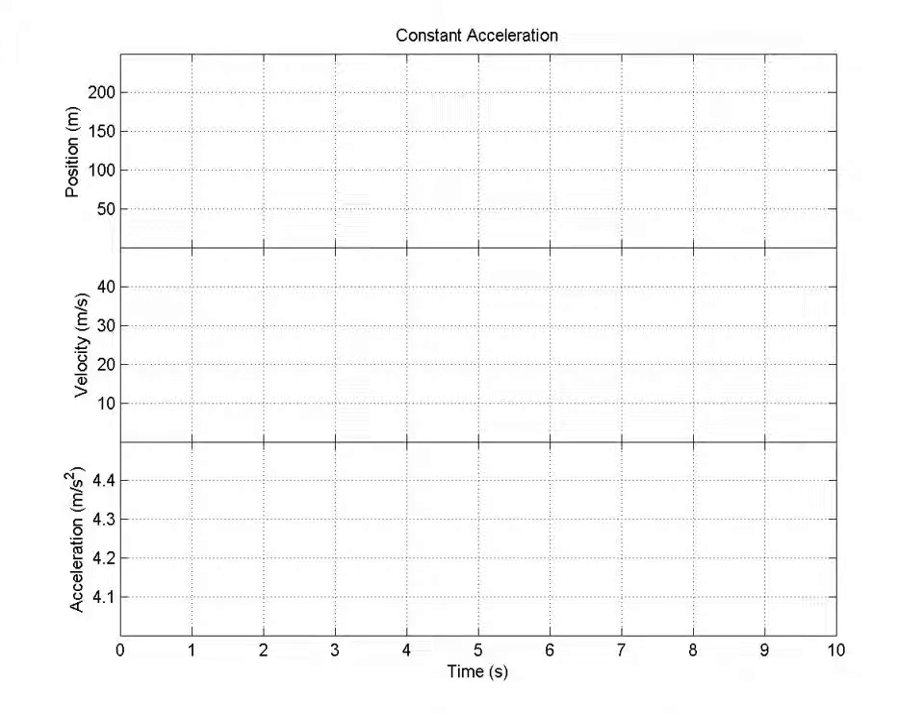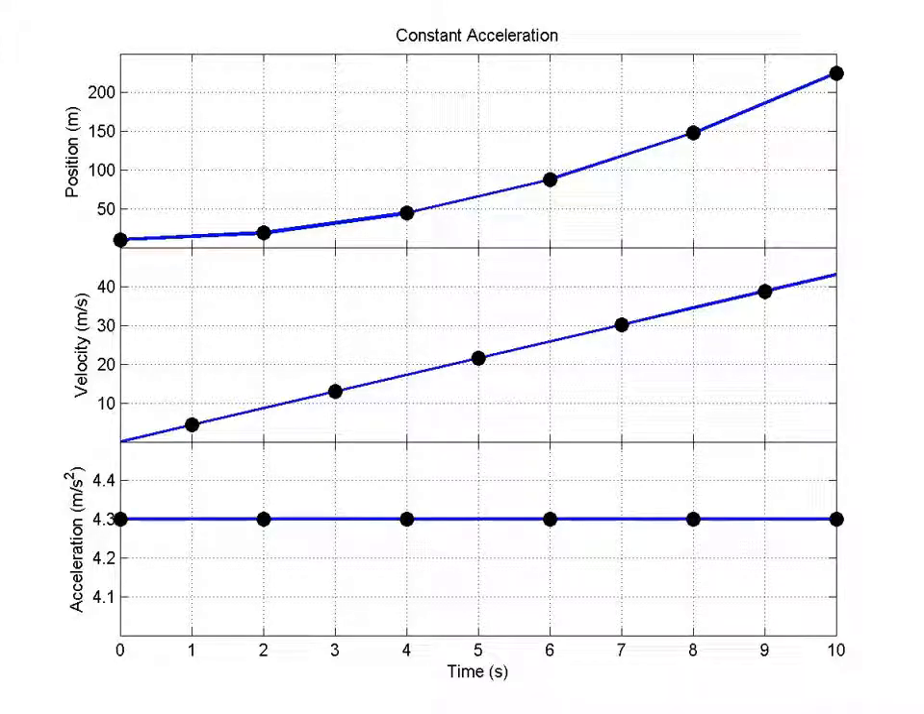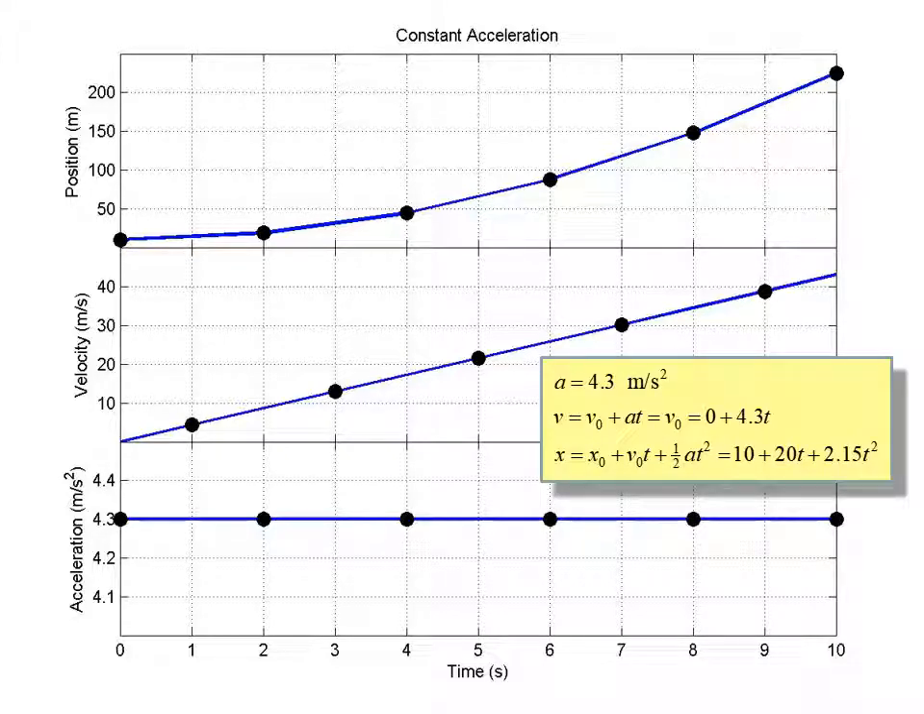What do these plots look like? Plotting the values, we see that the position is parabolic, the velocity is linear, and the acceleration is a constant value. The mathematical model is that the position is the sum of the initial displacement plus 20 meters per second times the elapsed time plus 2.5 meters per second squared times the square of the elapsed time. The velocity is a linear function. It is the product of the acceleration and the elapsed time. The acceleration is constant, 4.3 meters per second squared.